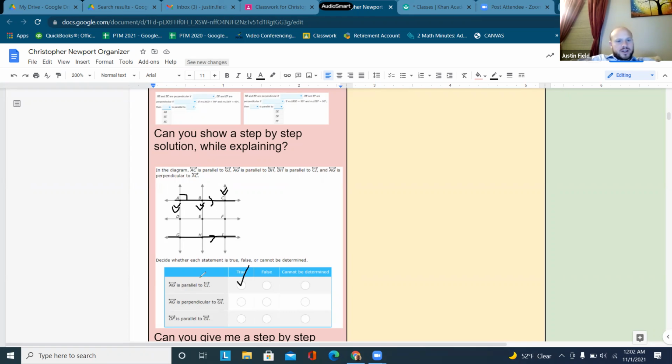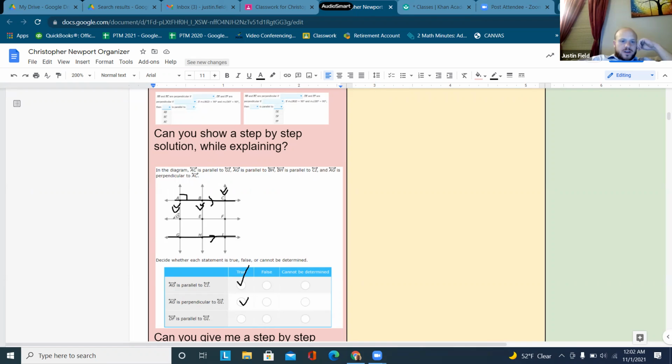AG is perpendicular to GI. Yep, same thing. They're perpendicular, and then the line that AG is perpendicular to is parallel to GI. So it's also perpendicular to GI.